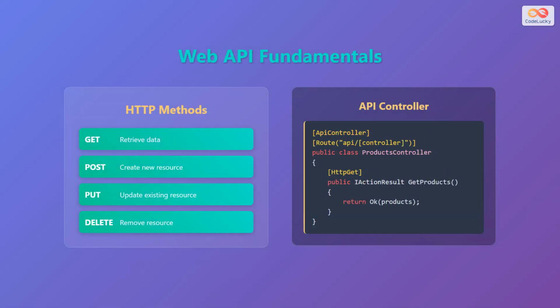Web APIs in ASP.NET Core enable you to create RESTful services that can be consumed by various clients. The HTTP methods form the foundation of API operations. GET requests retrieve data from the server without modifying it. POST requests create new resources on the server. PUT requests update existing resources completely. Delete requests remove resources from the server. The API controller example shows how to set up a basic controller with the API controller attribute and route attribute. The HTTP GET attribute marks methods that respond to GET requests, returning data in JSON format.